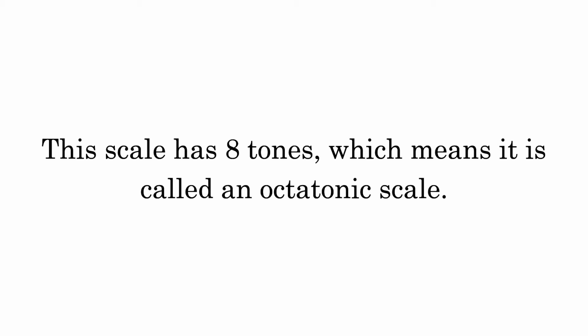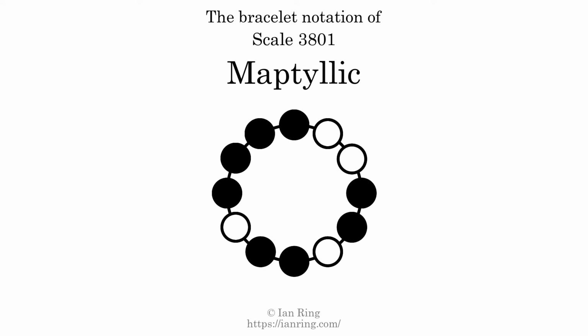This scale has 8 tones, which means it is called an octatonic scale. This is a bracelet notation diagram of scale 3801. The shaded circles represent tones that appear in the scale, and they are read clockwise, starting at the top.